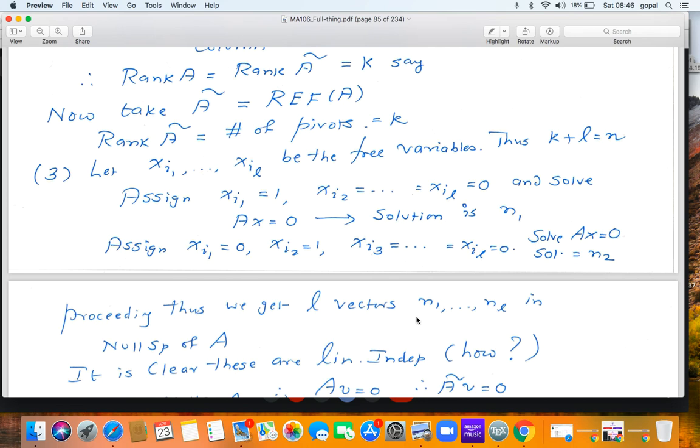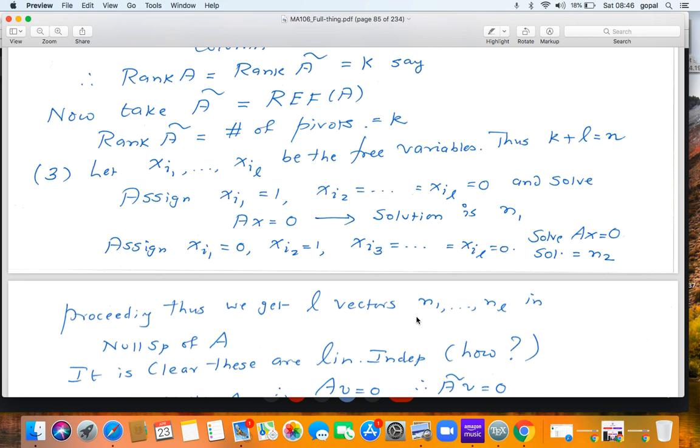And the special solution you get is going to be called n1. Next, assign xi2 the value 1. xi1 you assign the value 0. xi3, xi4, and so on, you assign value 0. You get the next null vector, a vector in the null space, n2. This way you get L vectors n1, n2, ..., nl in the null space.